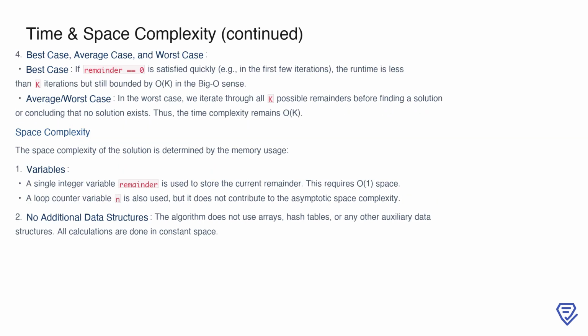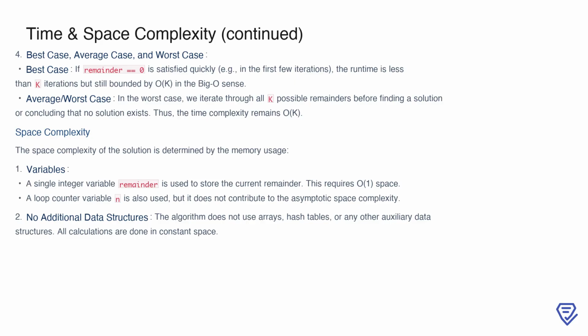Now, let's examine the different runtime scenarios. In the best case, the remainder becomes 0 after only a few iterations, meaning the algorithm terminates earlier than k iterations. However, even in this case, the time complexity is still expressed as O(k) in terms of big O notation because we focus on the upper bound. In the average and worst-case scenarios, the algorithm may have to go through all k possible remainders before arriving at a solution or concluding that no solution exists. This confirms that the time complexity remains O(k), regardless of the case.